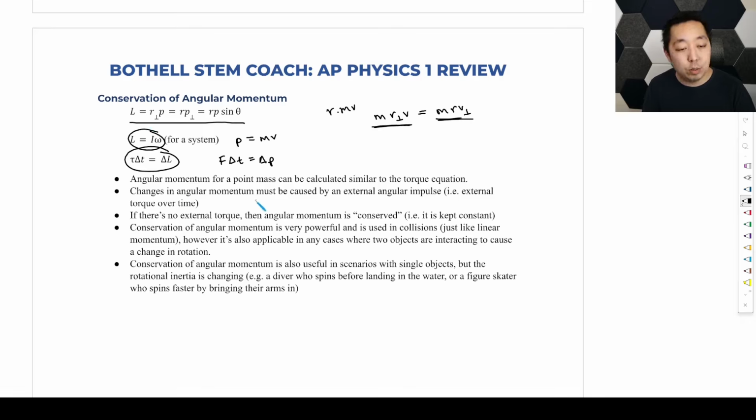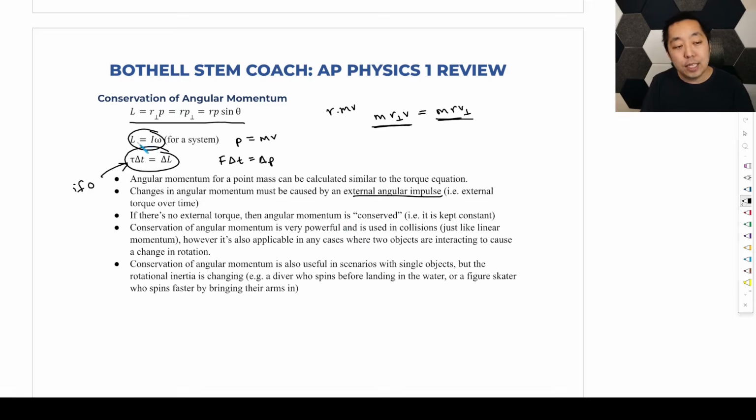So changes in angular momentum have to be caused by an angular impulse. That's where this comes from. If this angular impulse is zero, then we have no change in angular momentum, and that we call conservation of angular momentum. So conservation of angular momentum is also used in collisions, just like we did linear momentum. When you have a collision, you may lose kinetic energy, so we do conservation of angular momentum or angular impulse to handle those kinds of scenarios.